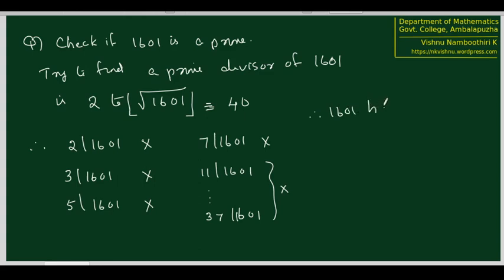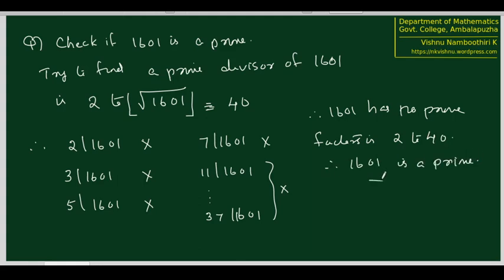1601 has no prime factors in 2 to 40. Therefore, 1601 is a prime. This is the conclusion we have.